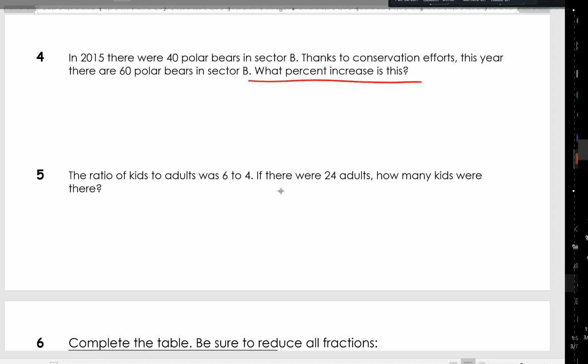All right. So to find the percent increase, the first thing you need to do is figure out what is the increase. What does that mean? Well, there were 40 polar bears to start with, and now there are 60. So the increase is, what is the increase from 40 to 60? That's 20 polar bears. That's the increase, how much it increased. Another way to show that is to just say 60 minus 40 is 20. That's the increase.